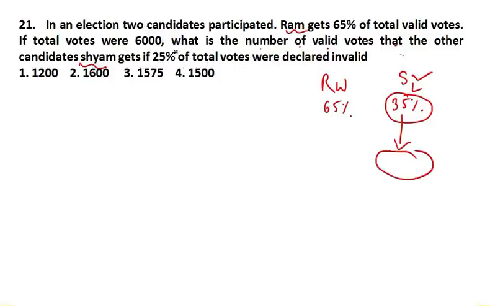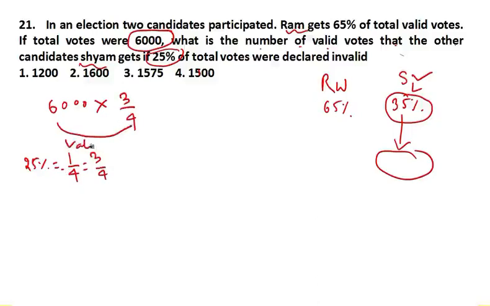Okay guys, I have told you, whenever the winner or loser gets votes, they always get them from the valid vote. This is the total vote, but the valid vote is 75% only, because 25% of the votes are invalid. So how will you solve? You write total vote is 6000. Now 25% declared invalid means 1 by 4: out of 4, 1 vote is declared invalid. So the valid vote will be 1 minus 1 by 4, which gives 3 by 4. Now 3 by 4 is valid.